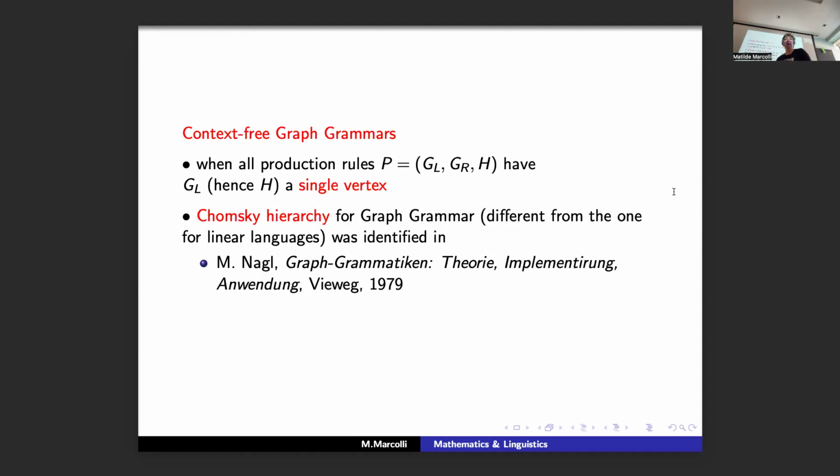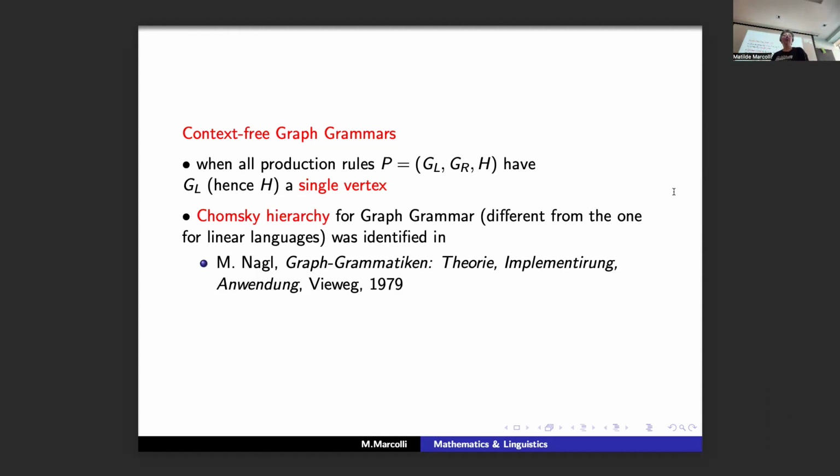And in this setting, what does it mean that a grammar is context-free? It means that the structure that you use to do the gluing is a single vertex. If it's something like a bigger structure, that's the context. That's the context that tells you when you can or cannot apply the given rule.